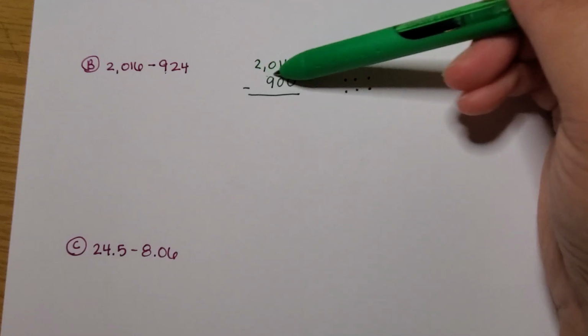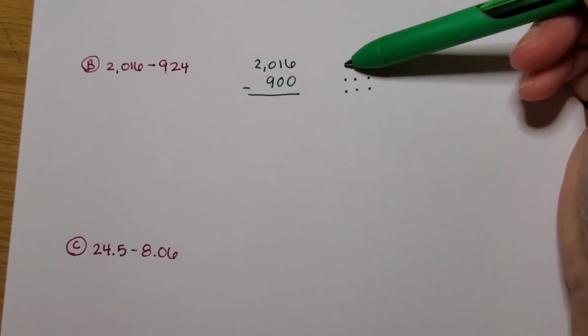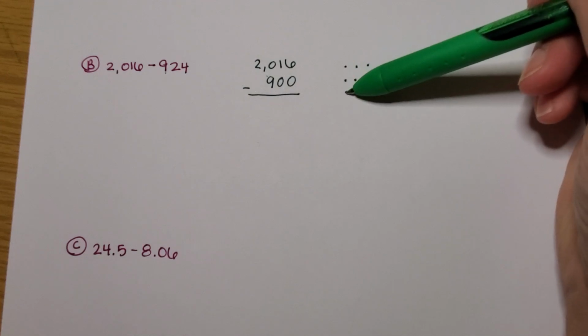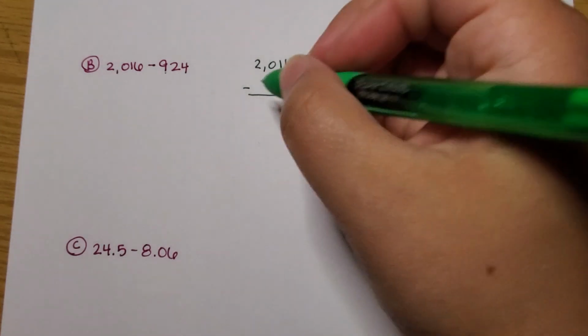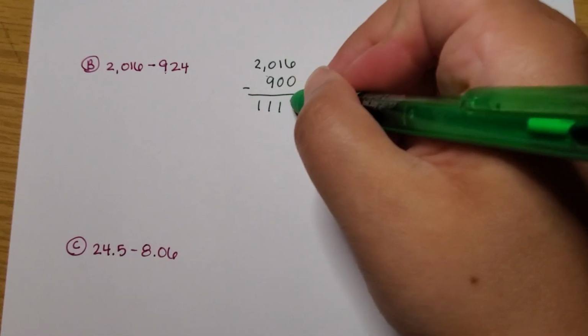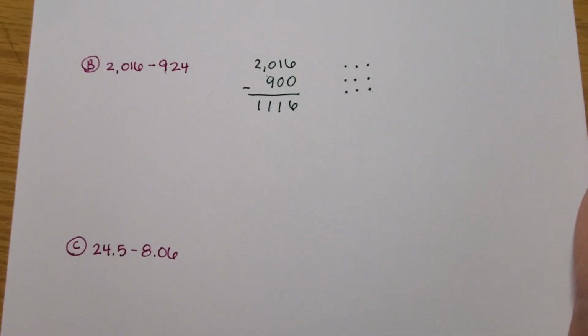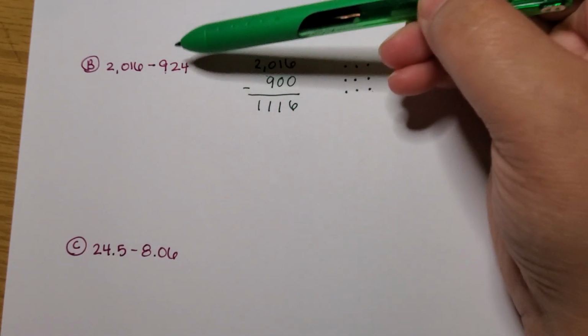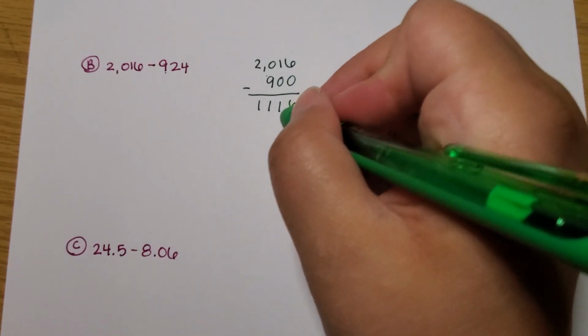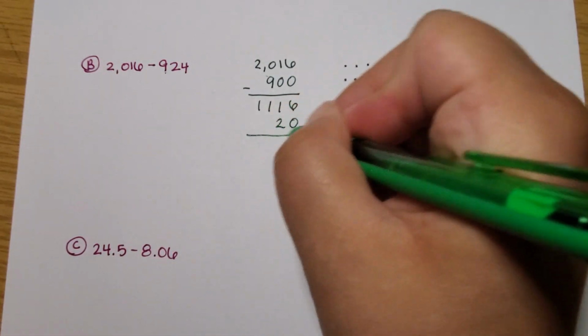So we're starting out with 20, 19, 18, 17, 16, 15, 14, 13, 12, 11. And then we'll bring down the 16. The next number we're subtracting is this 2 for 20. So we'll write the 20 underneath.